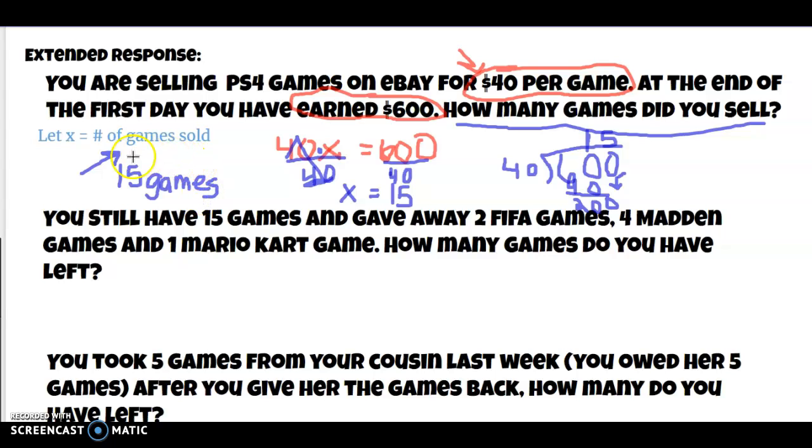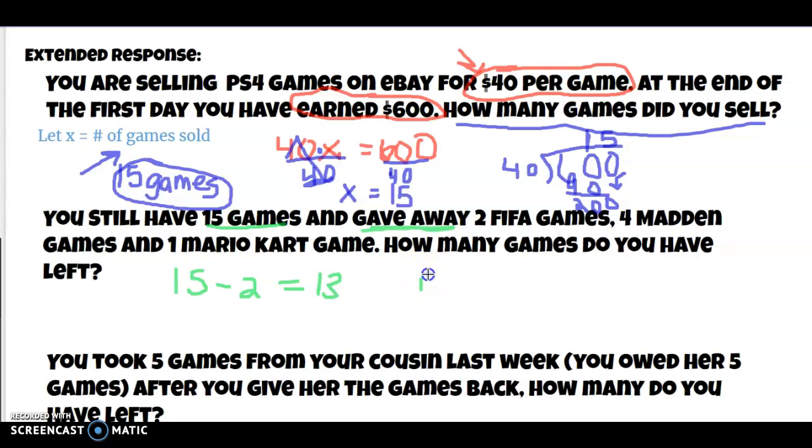All right, that is the first part of my question. Now let's look at part 2. Let me circle that. Oh, there we go. Part 2 says you still have 15 games and gave away 2 FIFA games, 4 Madden games, and 1 Mario Kart game. How many games do you have left? Well, first of all you should be thinking that if I start with 15 games and I'm giving games away, that operation should be subtraction. So I'm going to start with 15 games. I'm giving away 2 FIFA games. Well, that will give me a total of 13 games left.